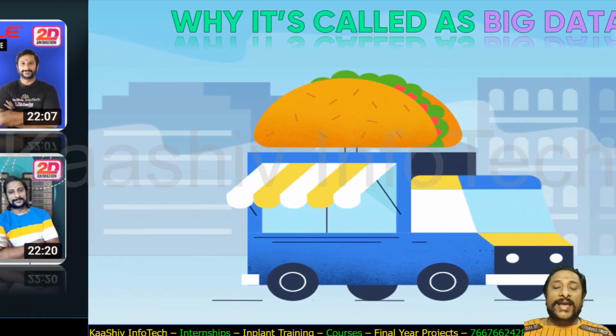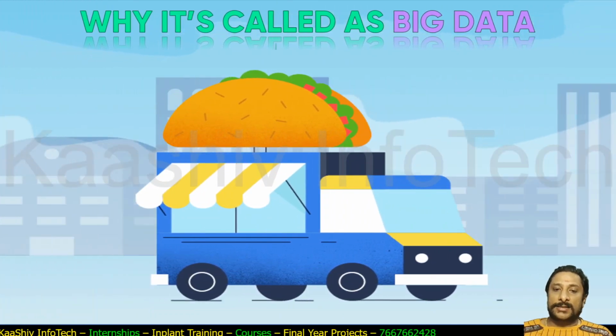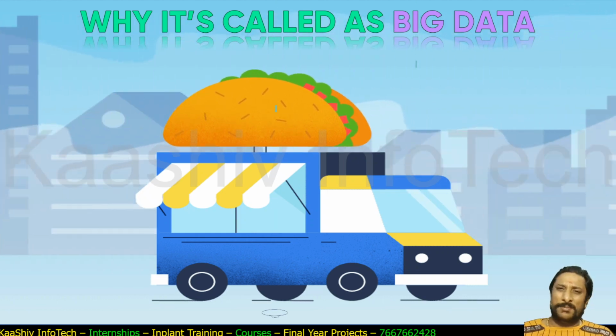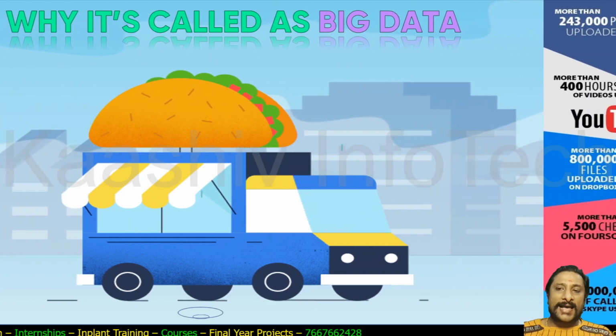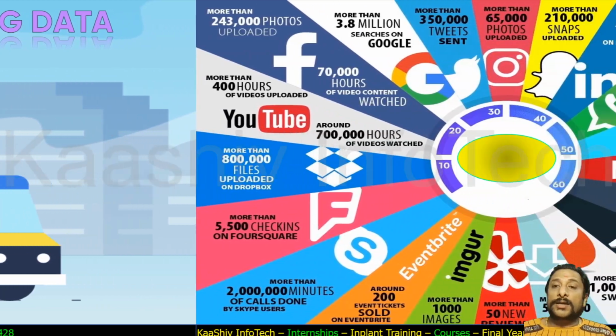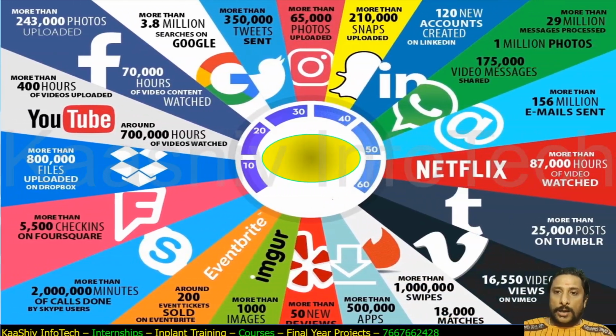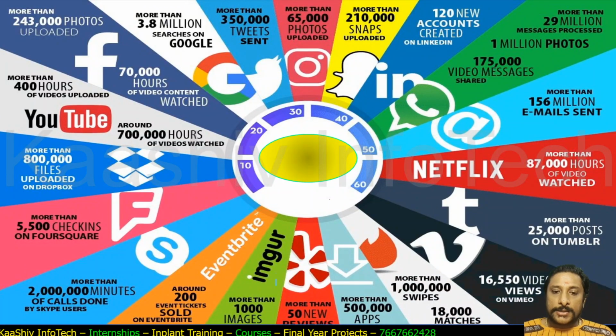Okay, so why is it called big data? That is the next one we are going to. The data is enormous. Oh my God, we got a very big picture. It is really huge. That's where your big data comes from.